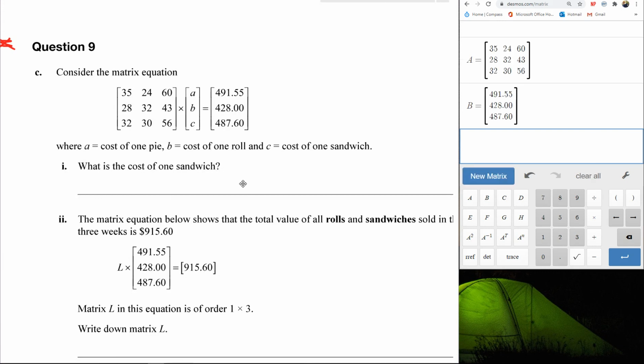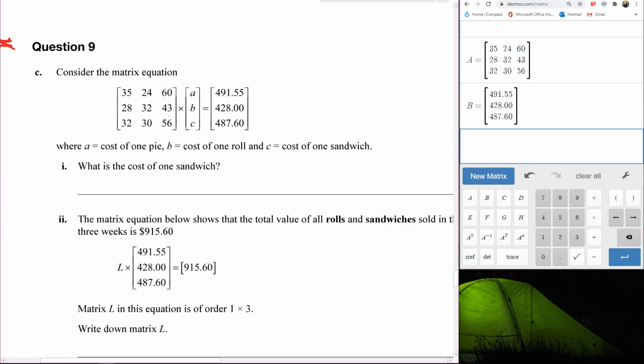All right. Question 9. Consider this matrix equation. So this is easy because it's already broken up everything for us into its number matrix, letter matrix, answer matrix. In this matrix, A refers to the cost of 1 pie, B is the cost of 1 roll, C is the cost of a sandwich. So A, B, C. Now, remember when you break this up, we're not quite done yet, because we're going to try and figure out what is the cost of each one of these items.